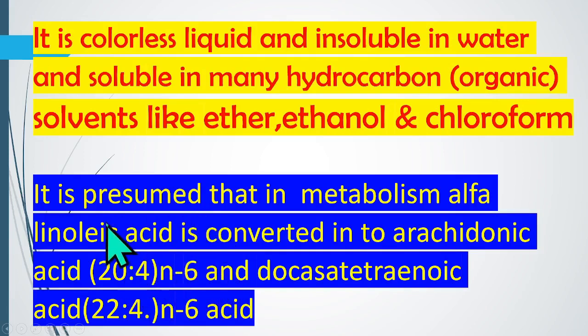So this linoleic acid may be converted into arachidonic acid or docosatetraenoic acid. Docosa means 22, tetra means 4. So it contains 22 carbons and 4 double bonds. It is also an omega-6 fatty acid.